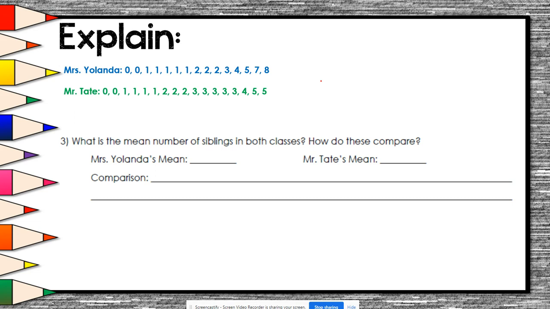Number 3 asks, what is the mean number of siblings in both classes and how do these compare? Well, to find mean, remember, mean is another word for average. So the first thing we're going to do is add all of the numbers together for each person, and that includes the zeros. So for Miss Yolanda, we'll add all of these together. And then we're going to divide. Well, we divide by the number of items in the data set. And remember, Miss Yolanda had 15 numbers in her data set.